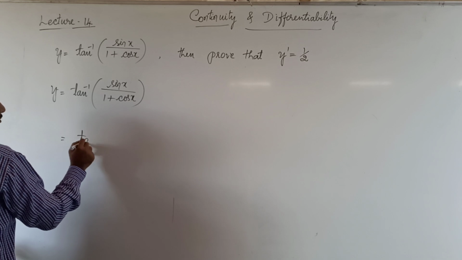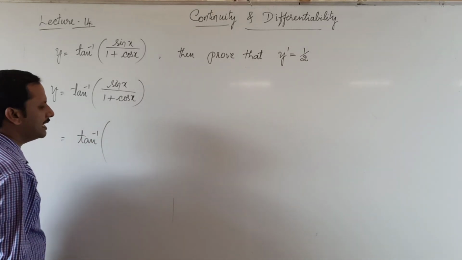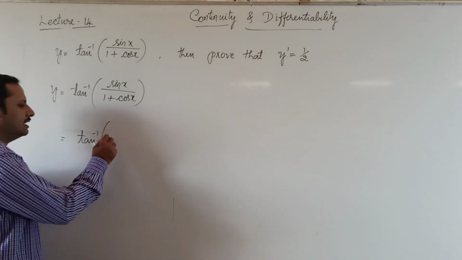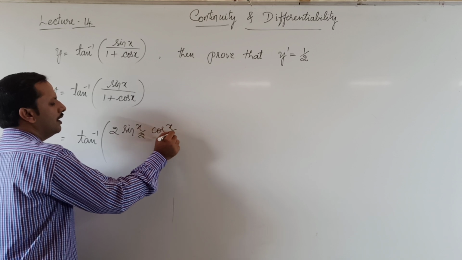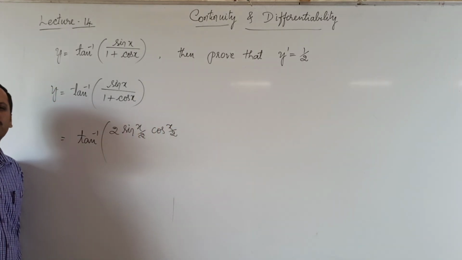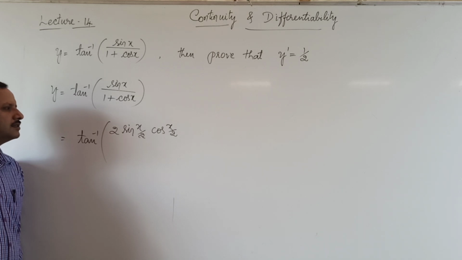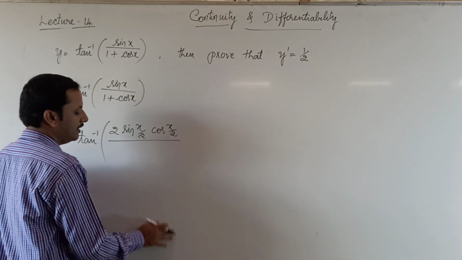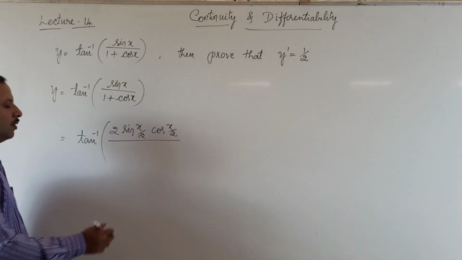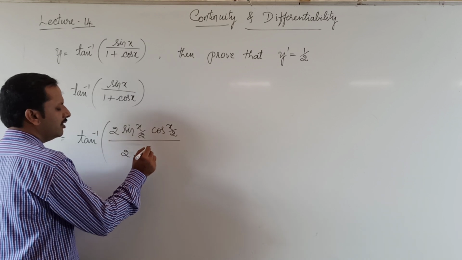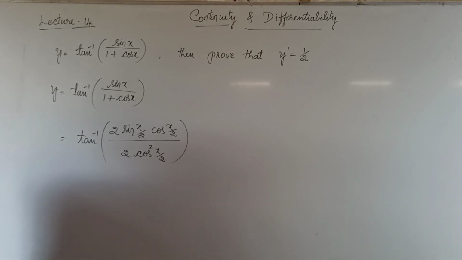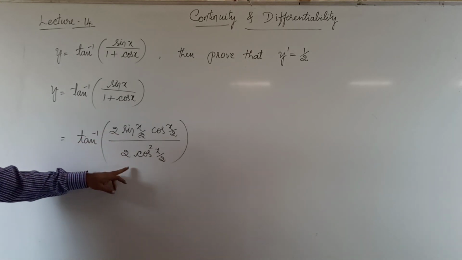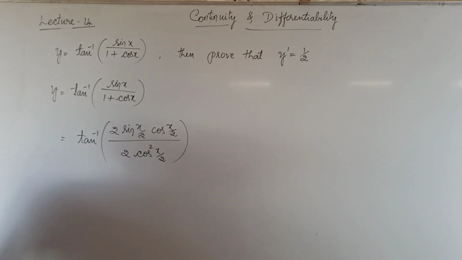That's equal to tan inverse of sin x. Sin x I can write as 2 sin x by 2 into cos x by 2, as we know sin 2 theta is equal to 2 sin theta cos theta. So sin x is equal to 2 sin x by 2 cos x by 2, divided by 1 plus cos x. 1 plus cos theta is equal to 2 cos square theta. So here 2 gets cancelled, and cos x by 2 cancels with cos x by 2.